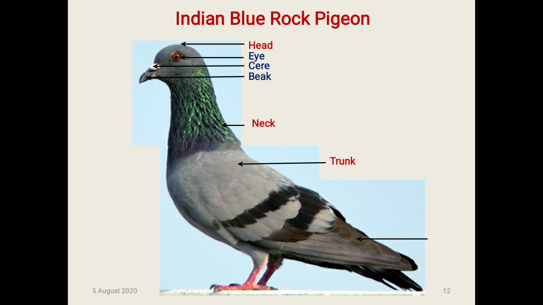The last part of the body of the pigeon is called the tail, and above the tail a gland is present called the uropygial gland, which contains oil. This oil is used by the bird and spread throughout the wings to keep them clean and beautiful.